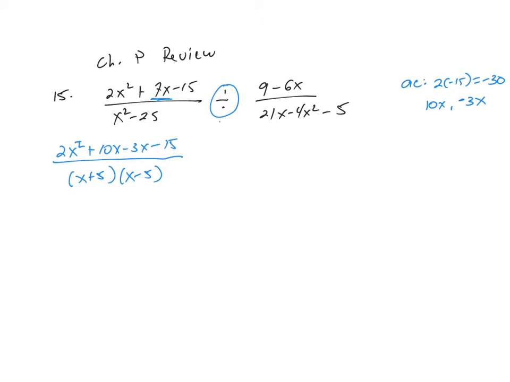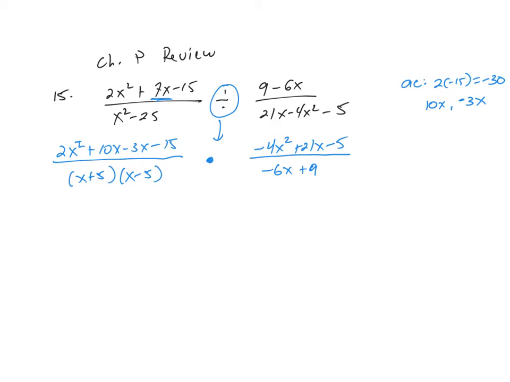Now instead of division, I'm going to change that to multiplication, and I'm going to take the reciprocal of the second fraction. And as I rewrite this fraction, I'm going to put each one of these polynomials in standard form. So I'm going to write it as negative 4x squared plus 21x minus 5 and negative 6x plus 9. Remember, in standard form, it's going to be in descending powers of exponents.